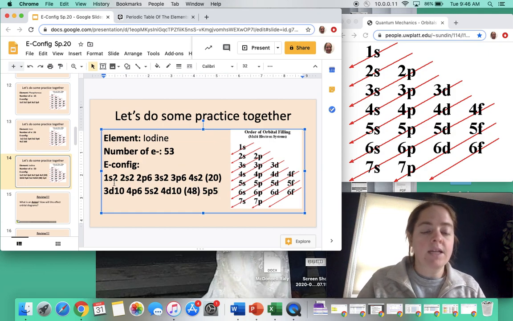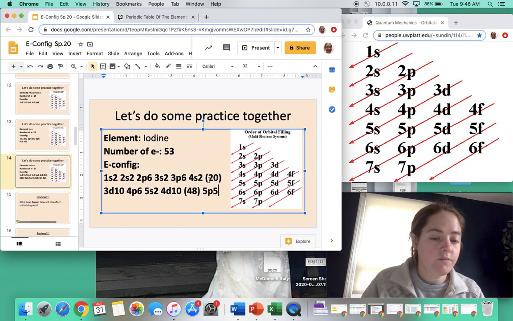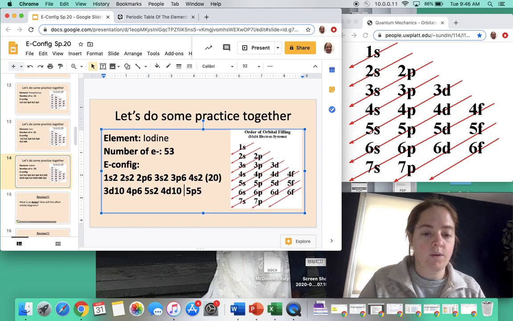All right, we can double check and count. 2 plus 2 is 4, plus 6 is 10, plus 2 is 12, plus 6 is 18, 18 plus 2 is 20, which we knew. 20 plus 10 is 30, 30 plus 6 is 36, 38, 48, and 53. Okay, so we are all set. We can delete the parentheses, and then this will be our final answer.